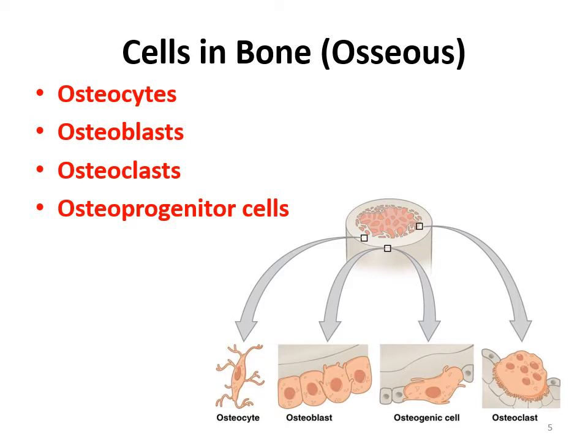You also have very important cells, the osteoprogenitor cells, and these are basically stem cells that differentiate into the osteoblasts. Okay, so osteoprogenitor cells become bone cells. They become the osteoblasts to help renew bones.